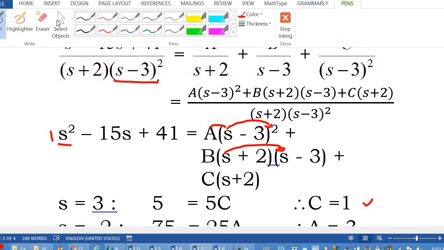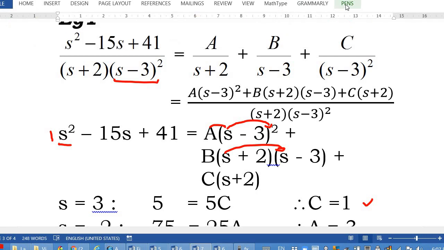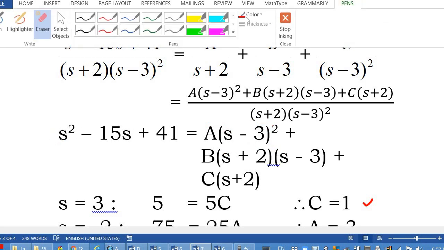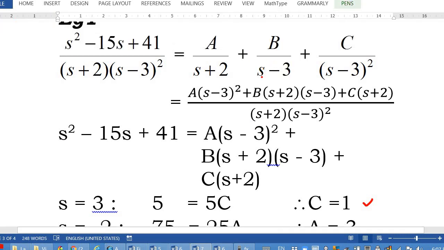For b, you have s minus 3 power 1, so you still leave s minus 3 power 1. We don't have the s plus 2, so b times s plus 2 times s minus 3. For c, we have this one already, and we leave s plus 2. That's why c is multiplied with s plus 2.